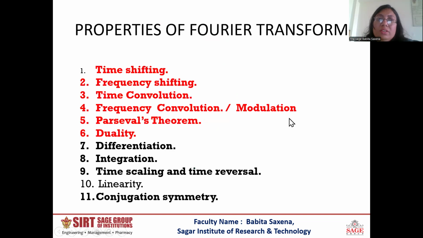So first of all, these are the 11 properties of Fourier transform, and the properties highlighted in red color are the very important properties. These are the time shifting property, frequency shifting property, time convolution, frequency convolution, also called the modulation property, Parseval theorem, and the duality. Although all the properties are important, these six properties are very important, and the questions will come from these properties. We will learn the questions also.